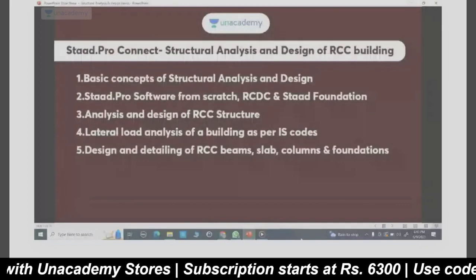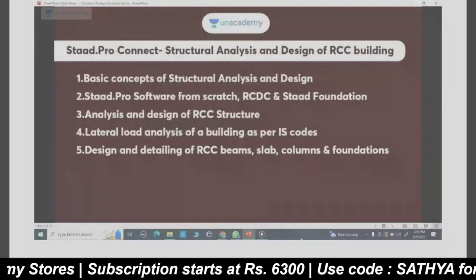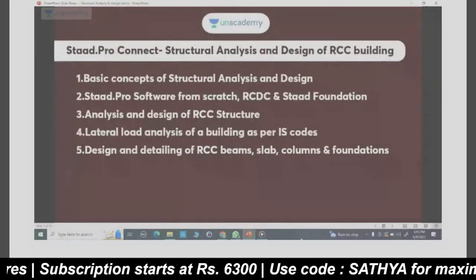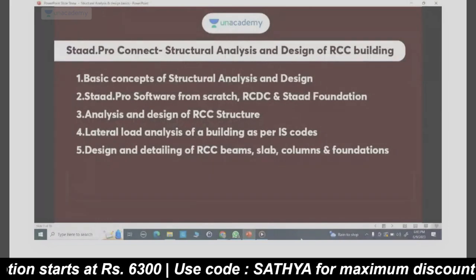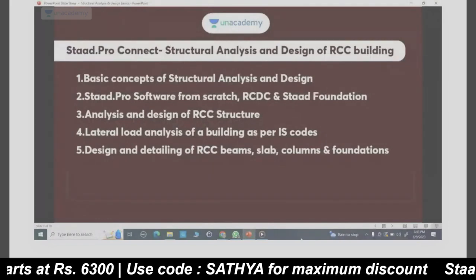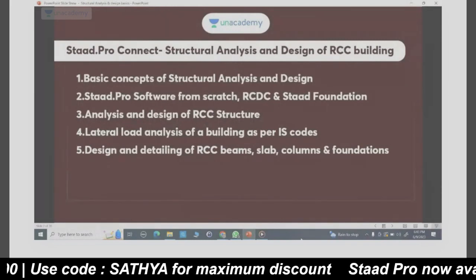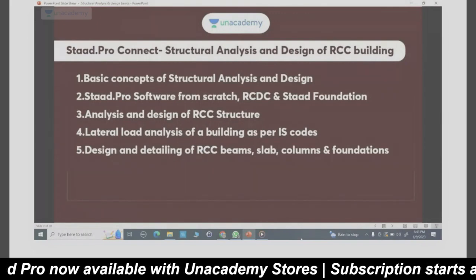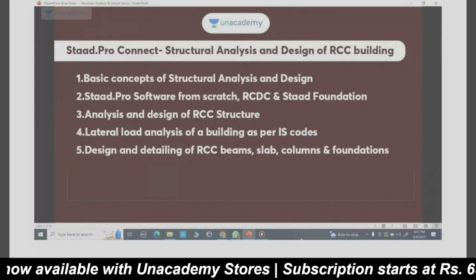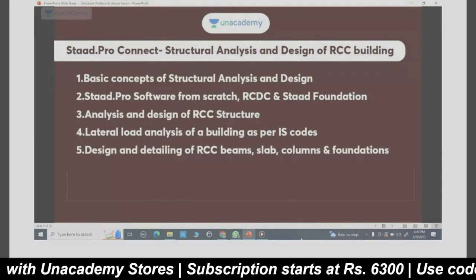Now let's look into the overview of this course. This course is structural analysis and design of RCC building. In this, the basic concept of structural analysis and design will be taught, and then you will learn the Staad.Pro software from scratch, and for detailing we use RCDC, and then along with these two softwares you will be learning the Staad Foundation as well, and analysis and design of the RCC structure.